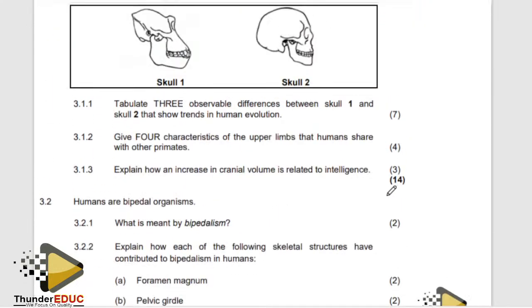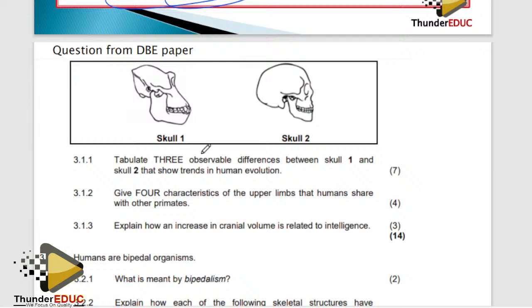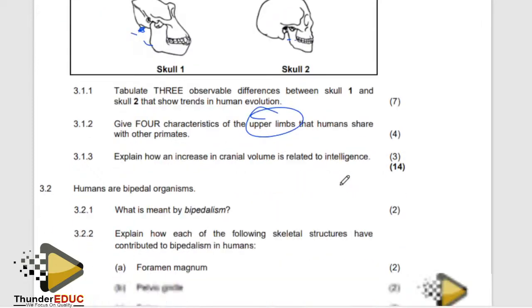Here are some questions. Observe the difference between scale 1 and 2. Guys, I think you know. You talk about the canine. If they bring it like this, don't talk about the position of foramen magnum. Do you see any foramen magnum here? No. You only talk about foramen magnum if you can see it. For characteristics of the upper limb, you see what I talked about? They're talking about the upper limb.